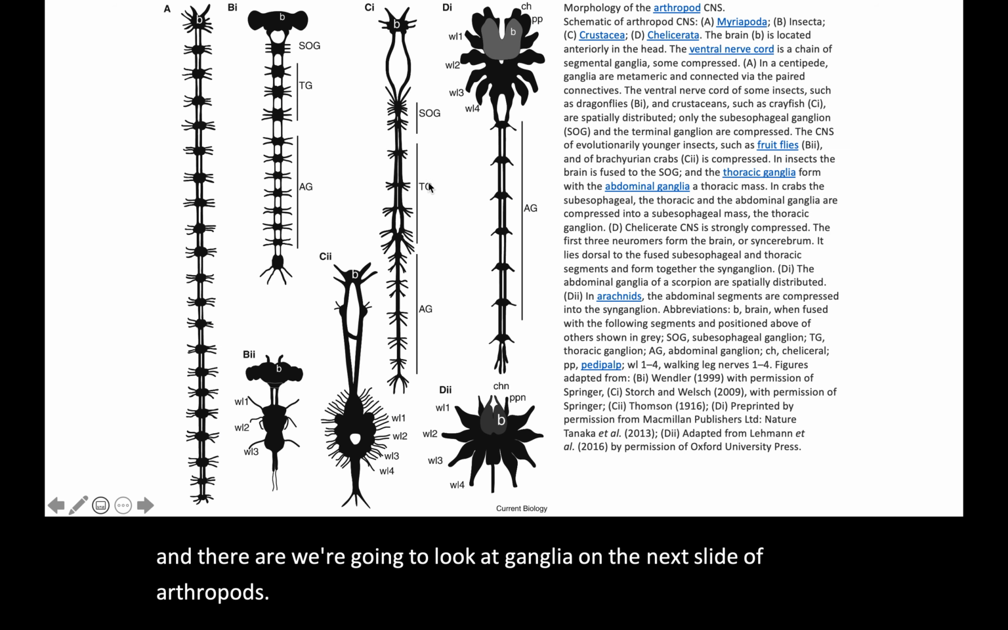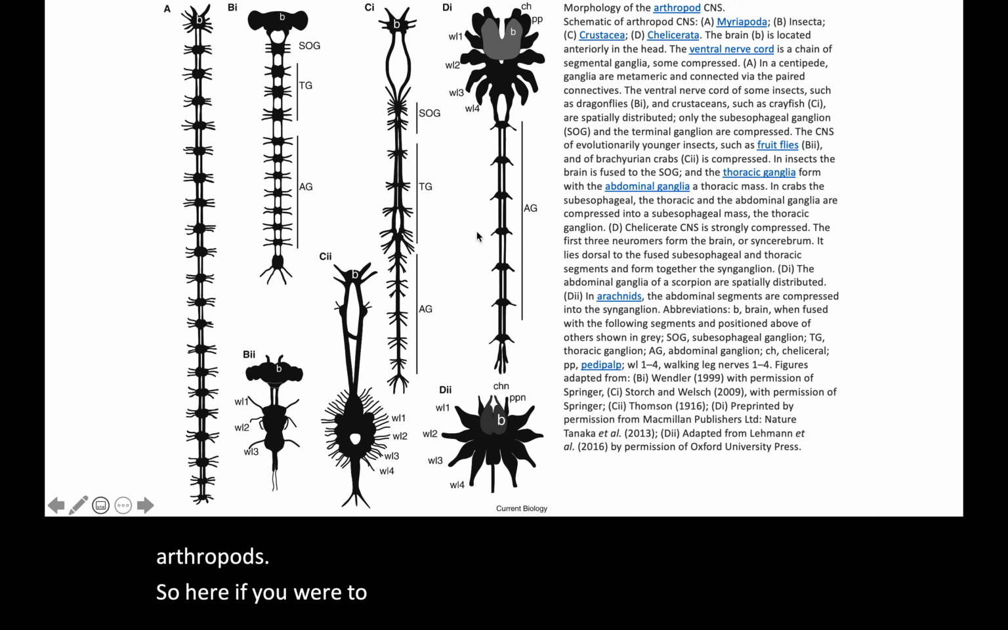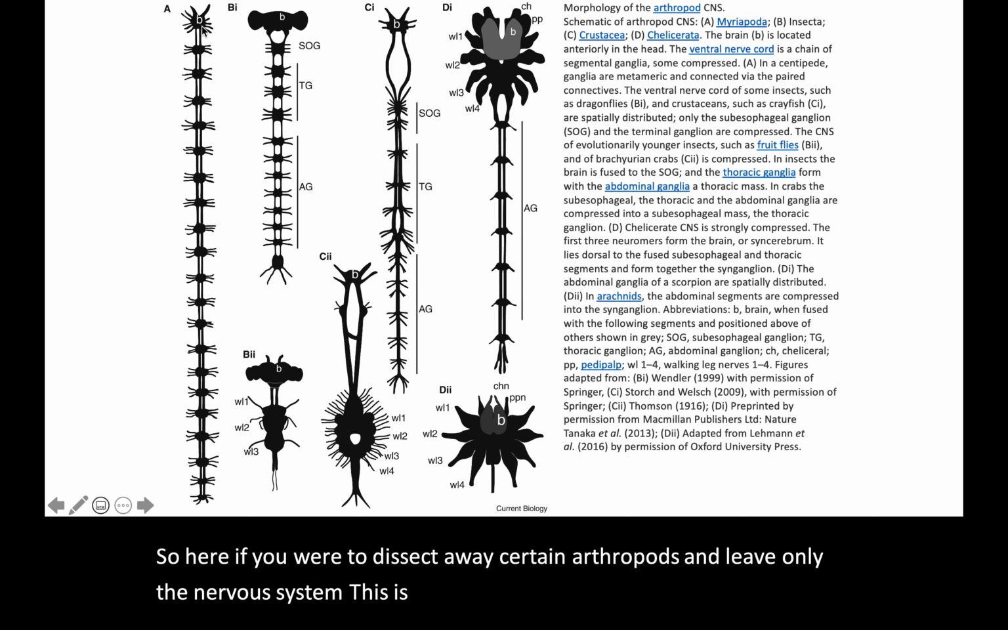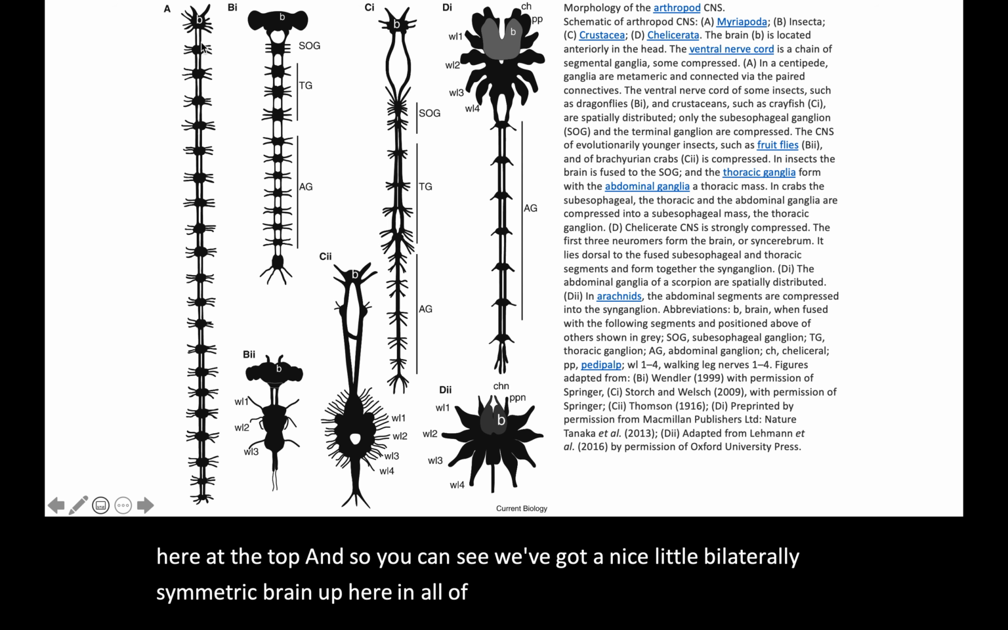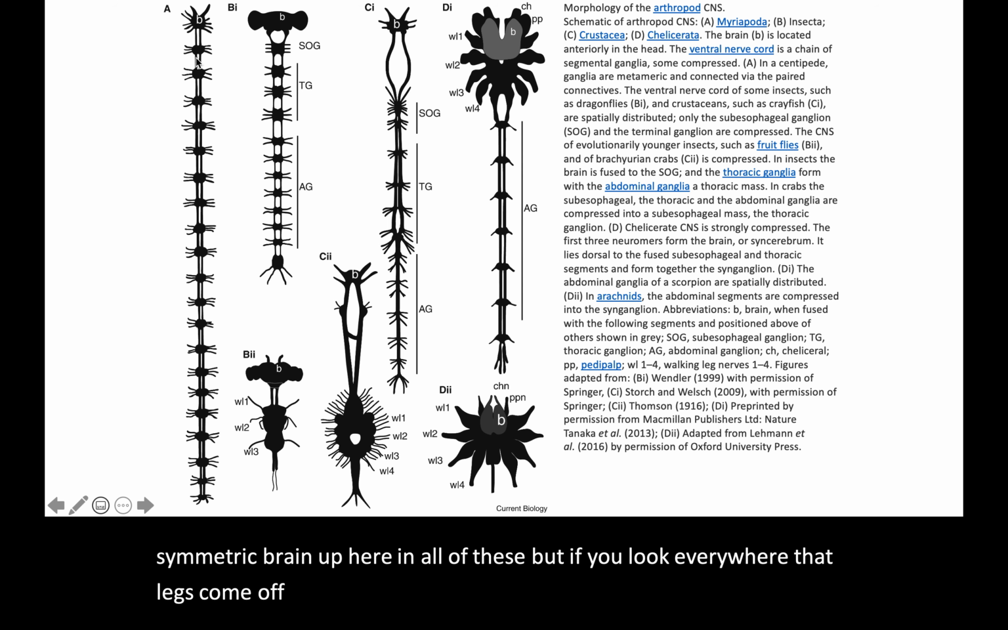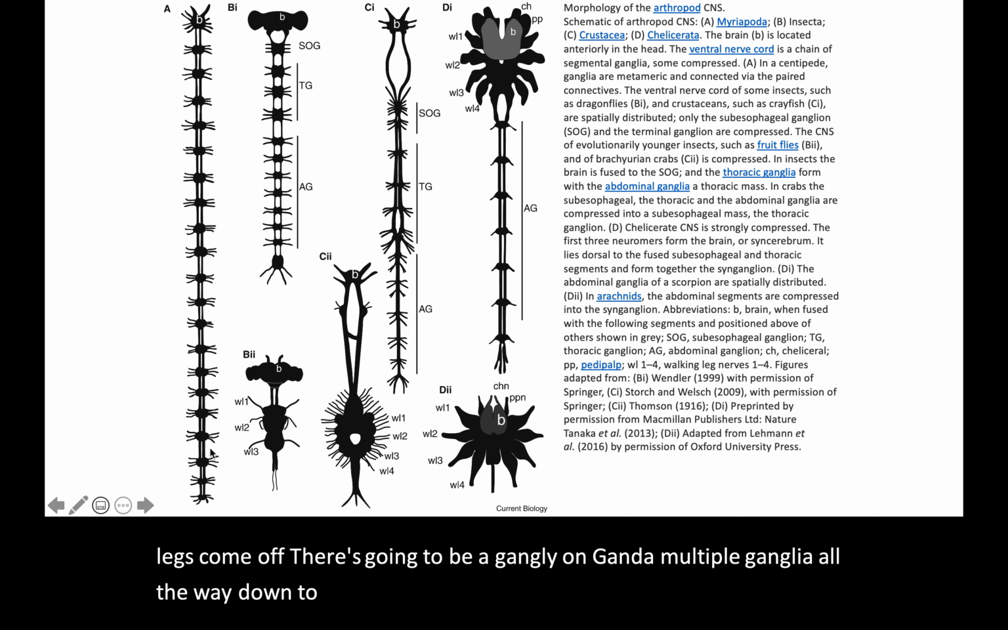So here, if you were to dissect away certain arthropods and leave only the nervous system, this is what you would get. So B is for brain, right up here at the top. And so you can see we've got a nice little bilaterally symmetric brain up here in all of these. But if you look, everywhere that legs come off, there's going to be a ganglion, and multiple ganglia all the way down to the bottom. So from this, you can kind of get a picture of what these are.